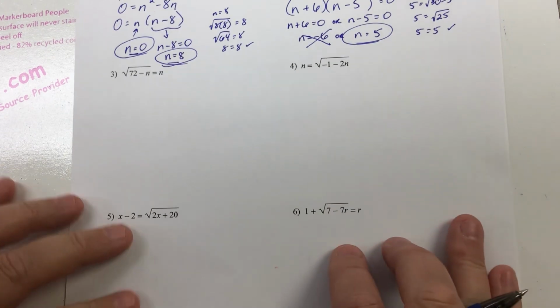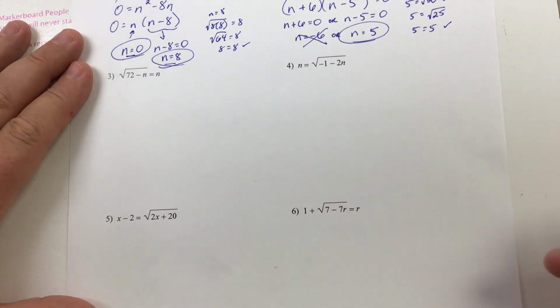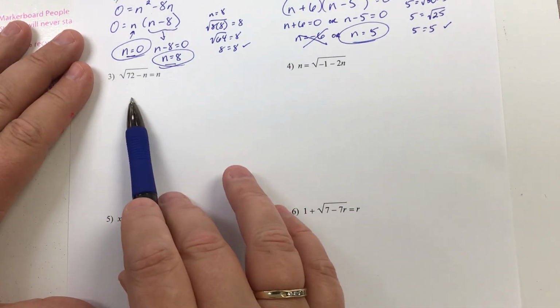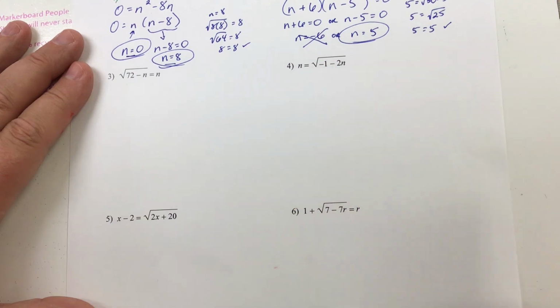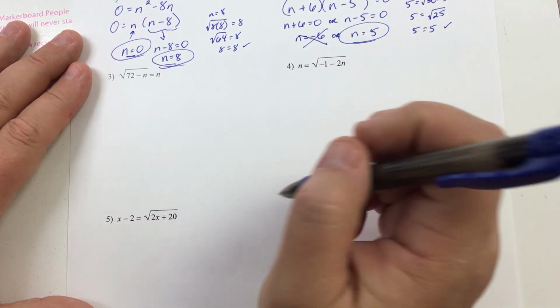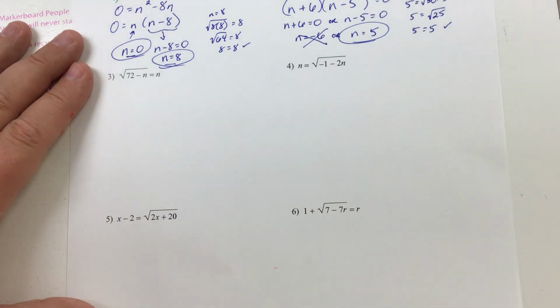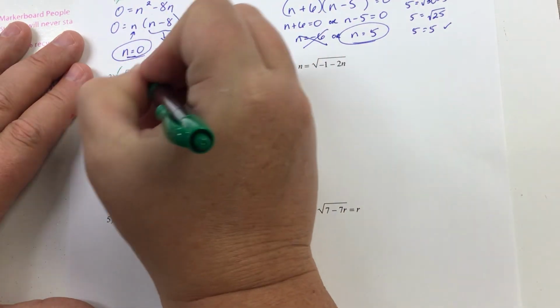Let's continue with the next problem. I have the square root of 72 minus n equals n. That part is isolated, so I am going to square both sides.